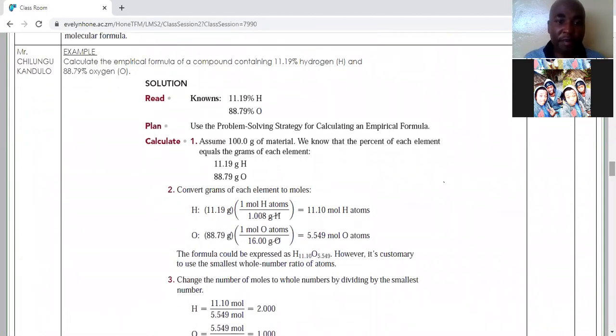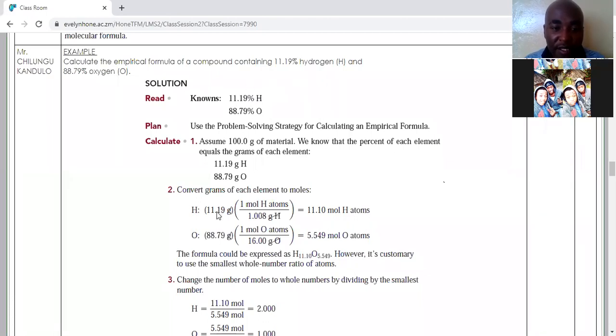So the example for empirical formula is there. You have 11.19% hydrogen and 88.79% oxygen. When you add them, they don't even give you 100%, but they'll give you 99.9998, which is approximately 100. So you assume 100, meaning you just assume that these percentages are also grams.